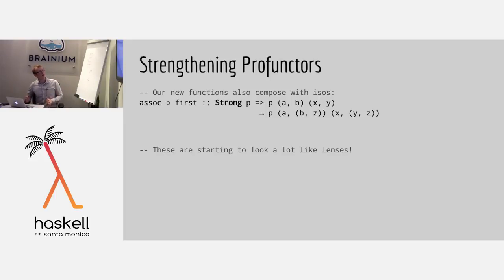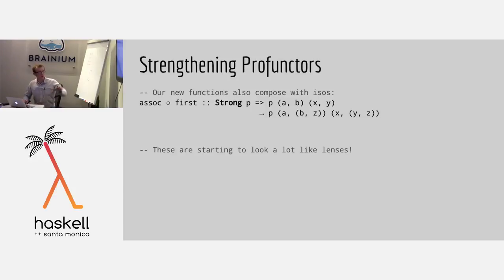The cool thing is these two classes of things also compose with each other, right? Everything that's strong is also a profunctor, because there was a superclass relationship between strong and profunctor. So that means that if you have something which can lift something over a profunctor, then you can automatically lift it over a strong profunctor, because every strong profunctor is a profunctor. So in other words, every isomorphism is also an example of a lens.